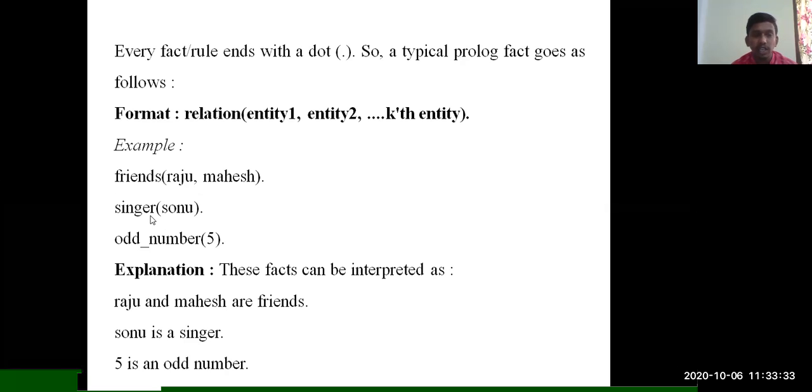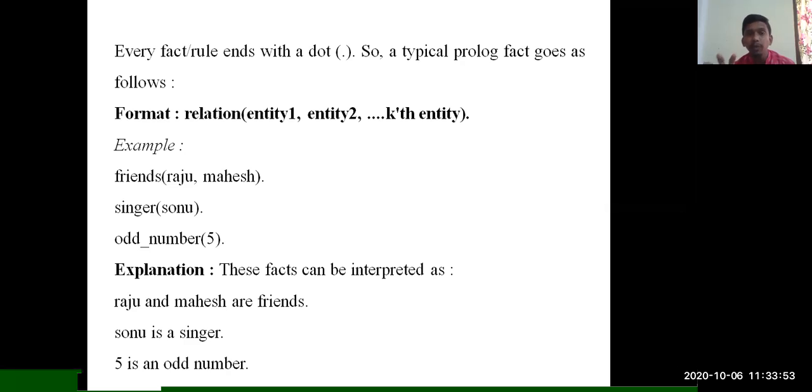Here you can see singer of Sonu, where singer is the verb, or you can say it indicates the role of a person called Sonu. So it states that Sonu is a singer. And in the third statement, odd number of 5, that is, 5 is an odd number.